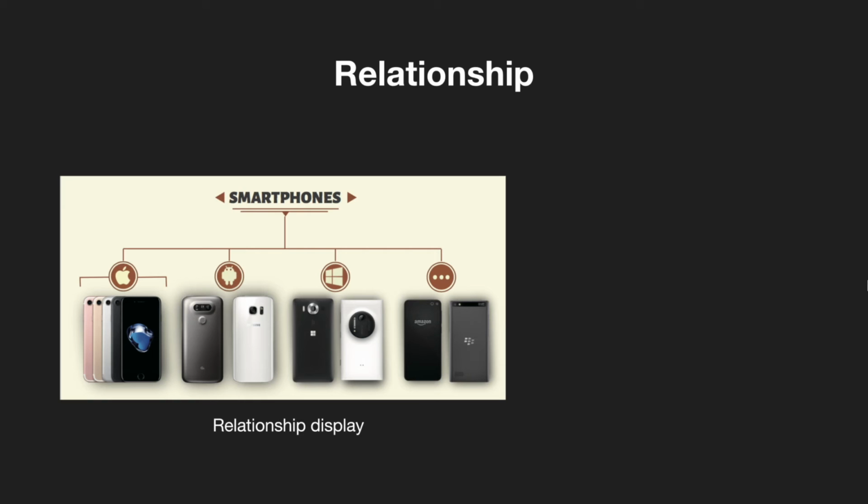The last display is relationship. This display is about how iPhones relate to other smartphones. The display shows 4 categories of smartphones with different operating systems. The 3 main categories are represented by the logos. The first one is iPhone, second is Android phone, third is Windows phone. The fourth category is others. I try to represent the others group with 3 dots.